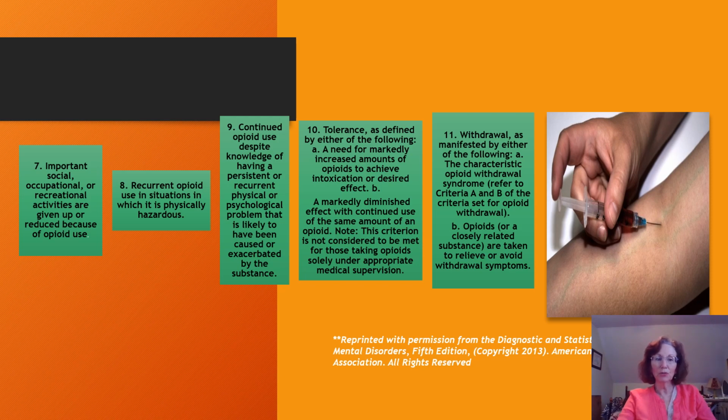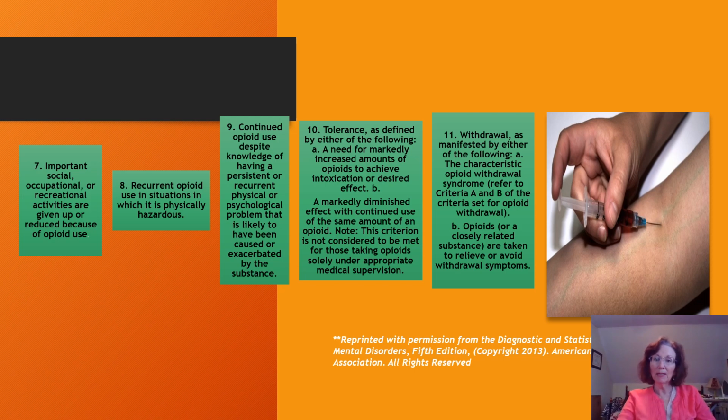Recurrent opioid use in situations where it's physically hazardous, such as driving a car or operating machinery. Continued opioid use despite the knowledge of having persistent or recurrent physical or physiological problems that are likely to have been caused or exacerbated by the use of the substance. Tolerance increases. It's marked by the following: a need for increased amounts of opioids to achieve intoxication or the desired effect, or a marked diminished effect with continued use of the same amount of an opioid. This criterion is not considered to be met for those who are taking opioids solely under appropriate medical supervision.